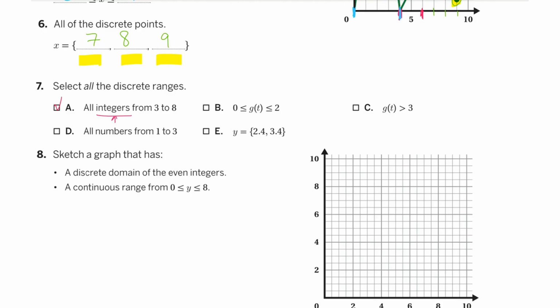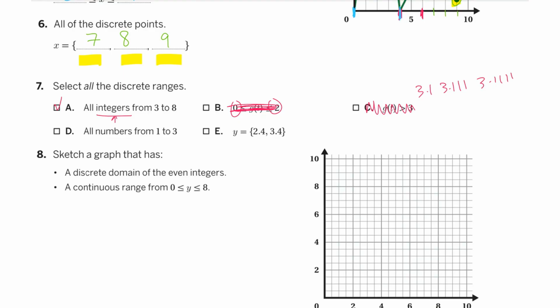The second one, however, says from 0 to 2. And so it includes every value between 0 and 2, which means that it is not discrete. That would be continuous. For C, it says g of t is greater than 3. That includes any value greater than 3, which includes 3.1 and 3.111 and 3.111111 and so on and so forth. And so that involves a continuous range here. So not that one either.